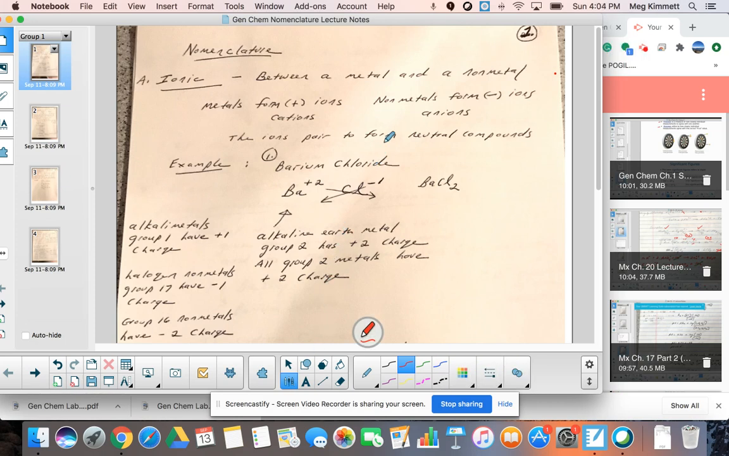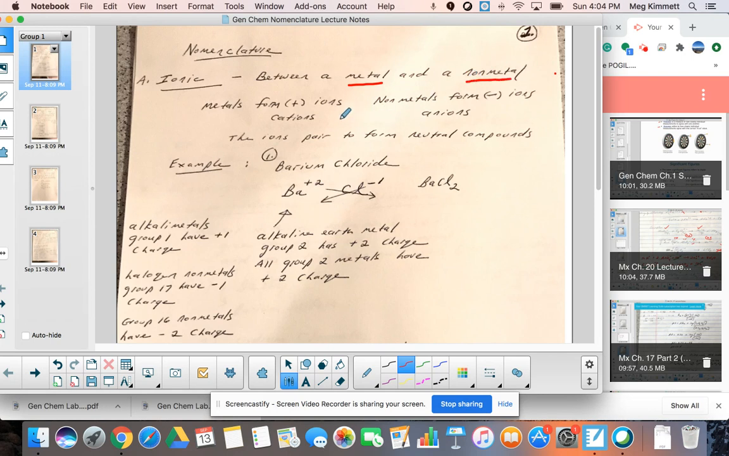Hi, everyone. So we're going to start the lecture here, which is going to be pretty short, on nomenclature. There's three different types of nomenclature that we'll cover: ionic, covalent, and the nomenclature for acids. So first of all, the ionic nomenclature is between a metal and a non-metal.